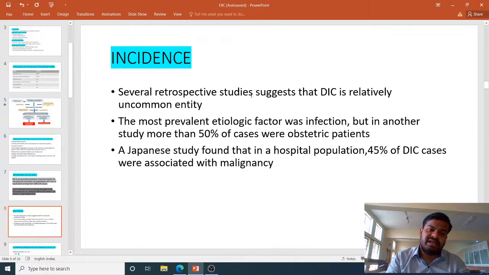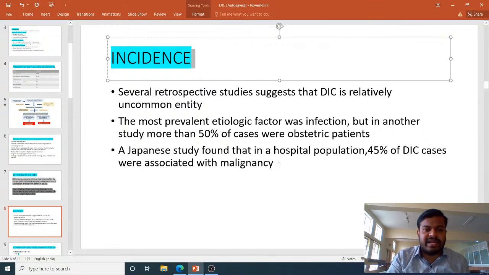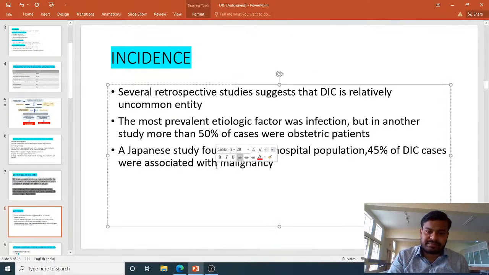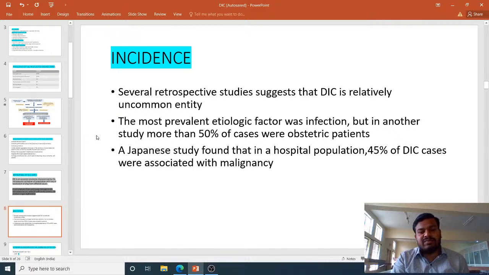So the incidence: several retrospective studies suggest that DIC is a relatively uncommon entity, but the most prevalent etiologic factor was infection. But in another study, more than 50% of cases were in obstetric patients, where amniotic fluid embolism, eclampsia, preeclampsia, and retained dead fetus were listed as the most common causes. And a Japanese study found that 45% of DIC cases were associated with malignancy.